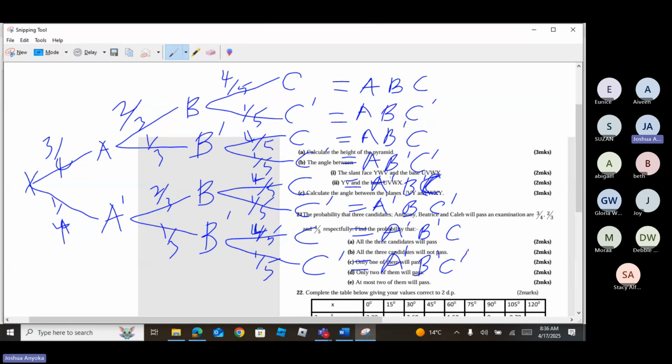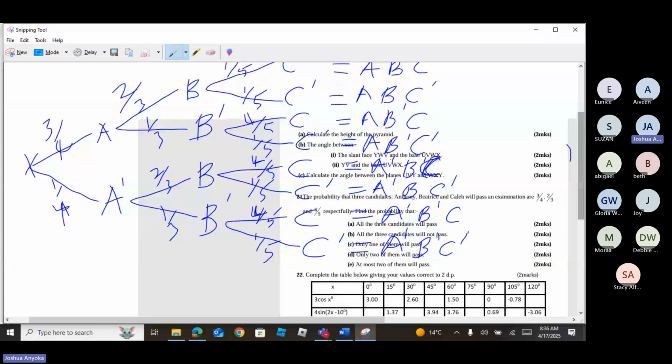This is the probability space. Very good. This is the possible outcome. Now, at least we have analyzed the equation. Now we can go directly to answering the questions. All the 3 candidates will pass.